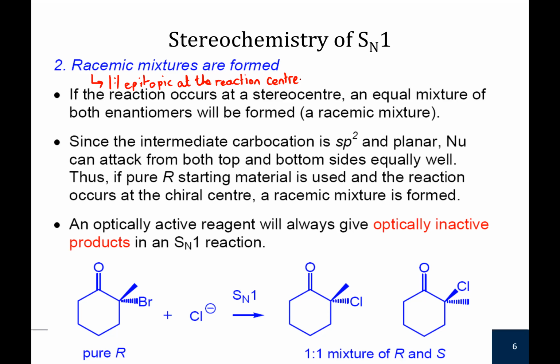So if there was another up group here, this would be up either way. And then it's a mixture of R and S at this center, but it's not a mixture of enantiomers, and these aren't racemates, because one of the chiral centers isn't flipped. So just be a little careful with that. Racemic mixtures are formed, but only when there's no other stereocenters present. But it still means that your chiral center, that particular center, is a 50-50 mixture.